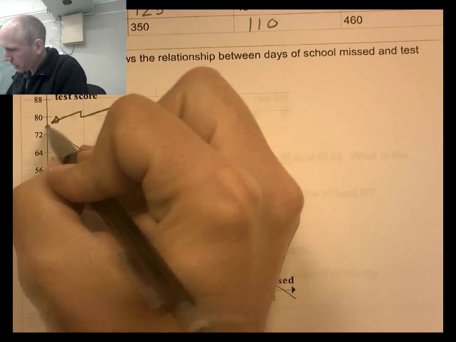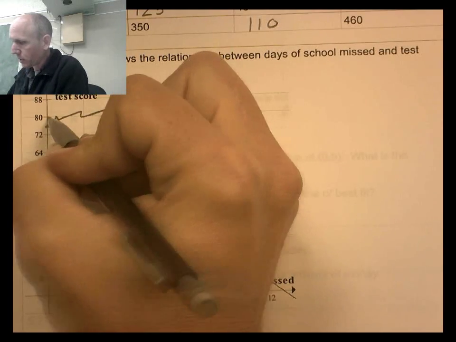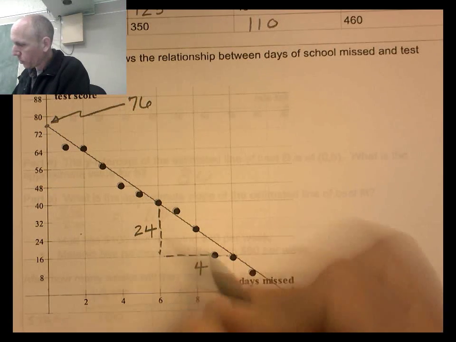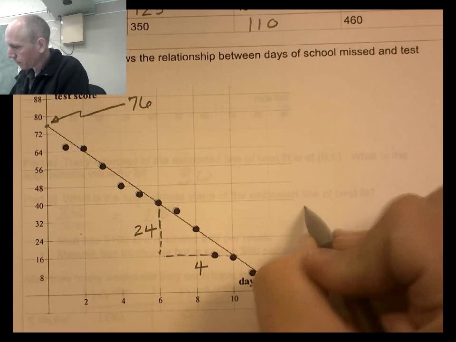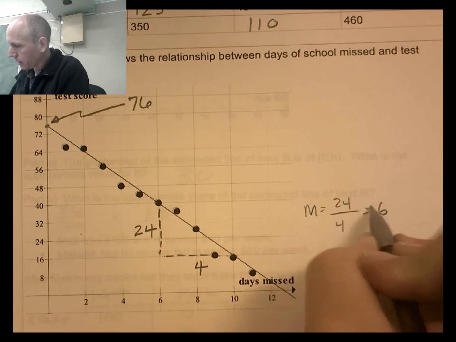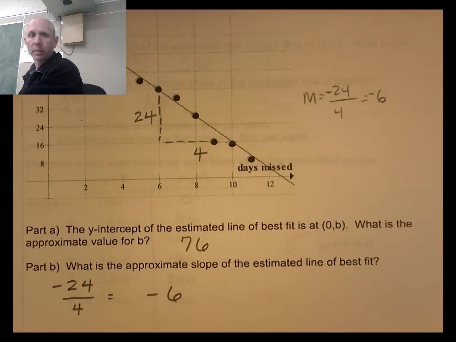Let's see. I think the intercept's right there at about 76. That's because it's going up by 4 each time, so plus 4, plus 4. And the slope, I found 2 good points down here. Found the slope to be 24 over 4, which is 6. And it's a negative because it's a negative line. So there's my intercept at 76 and my slope at negative 6.